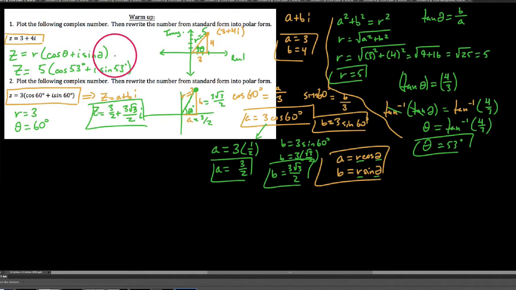So in the next video, we're going to learn how to take this long, elongated form of polar form of a complex number and shorten it a little bit in preparation for using operations with our complex numbers in polar form.